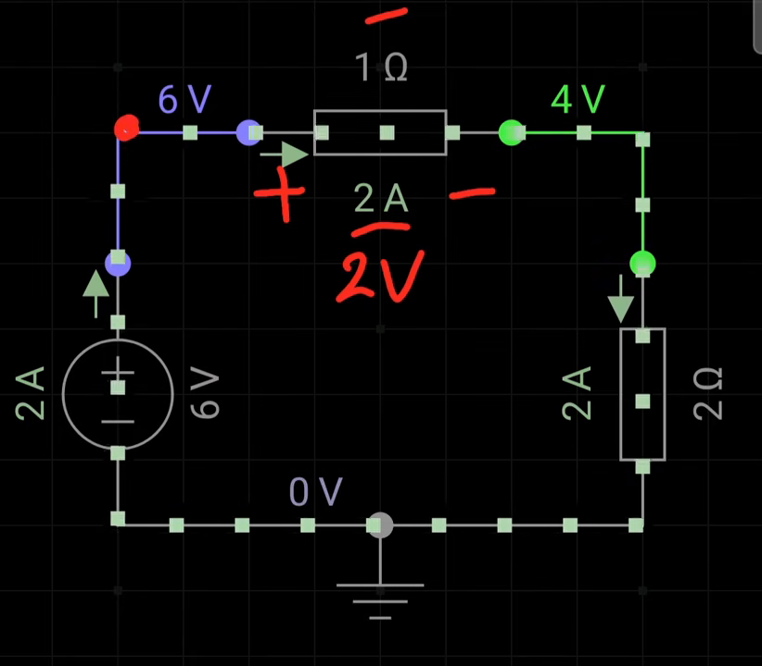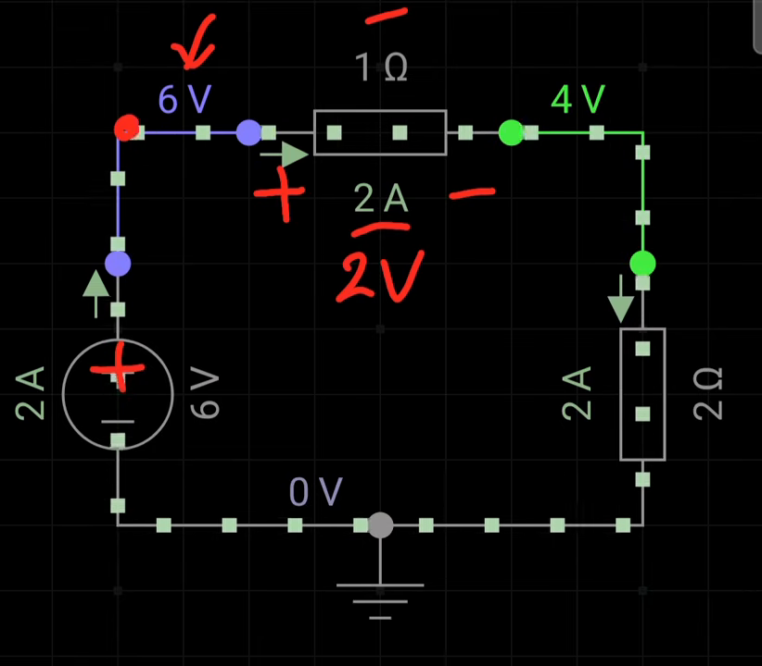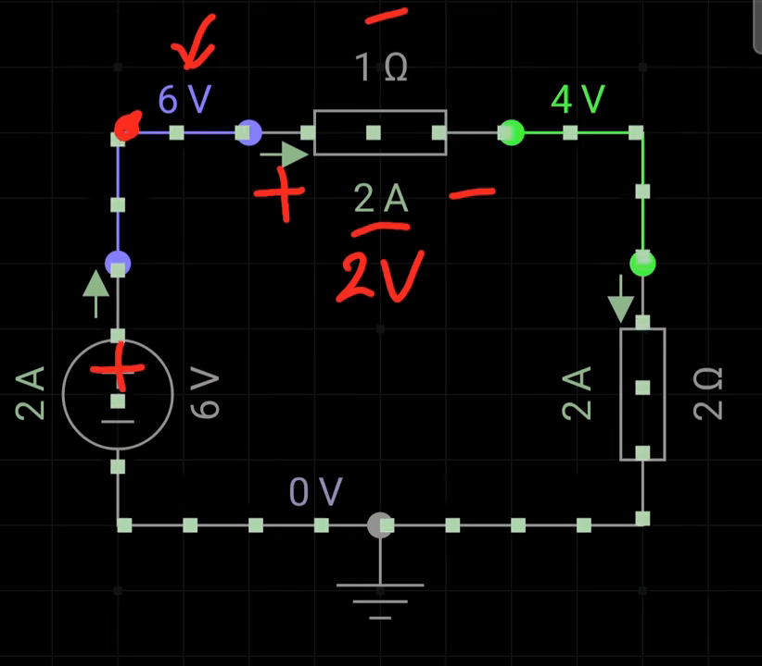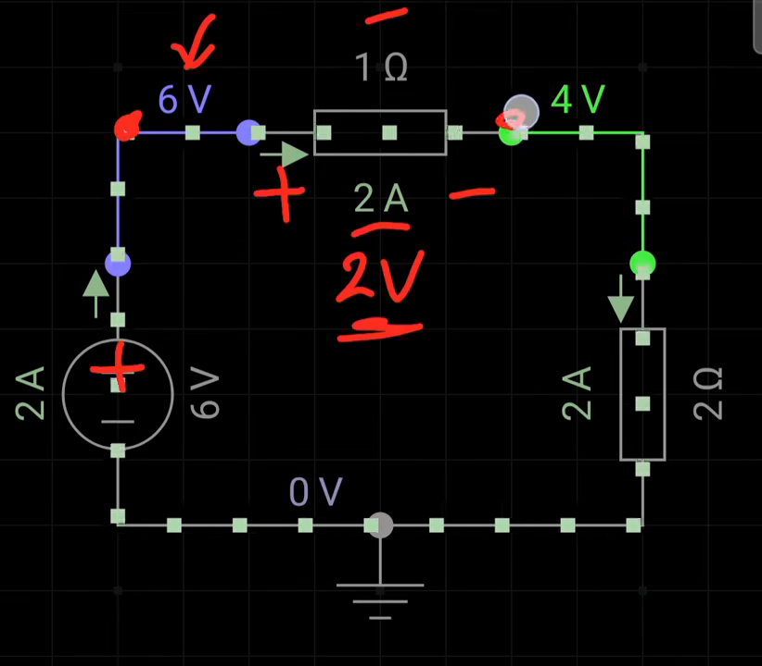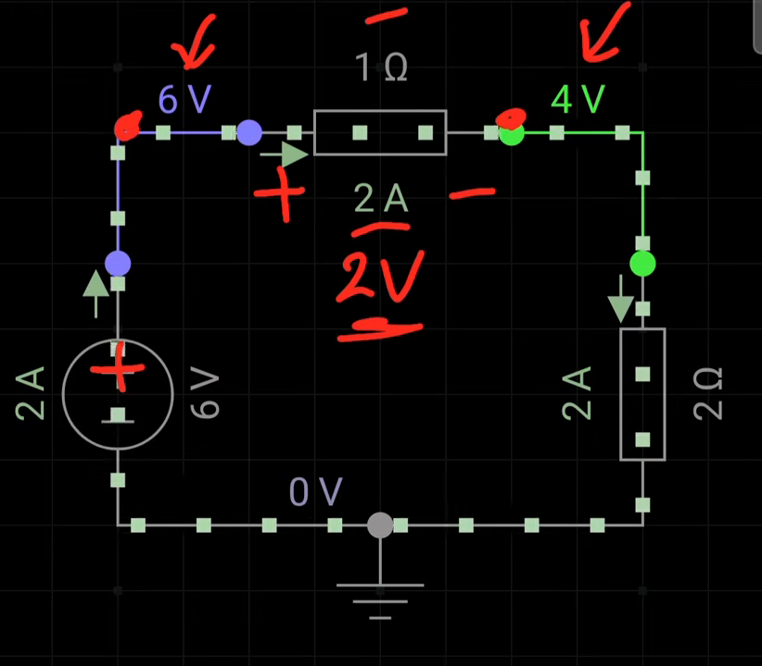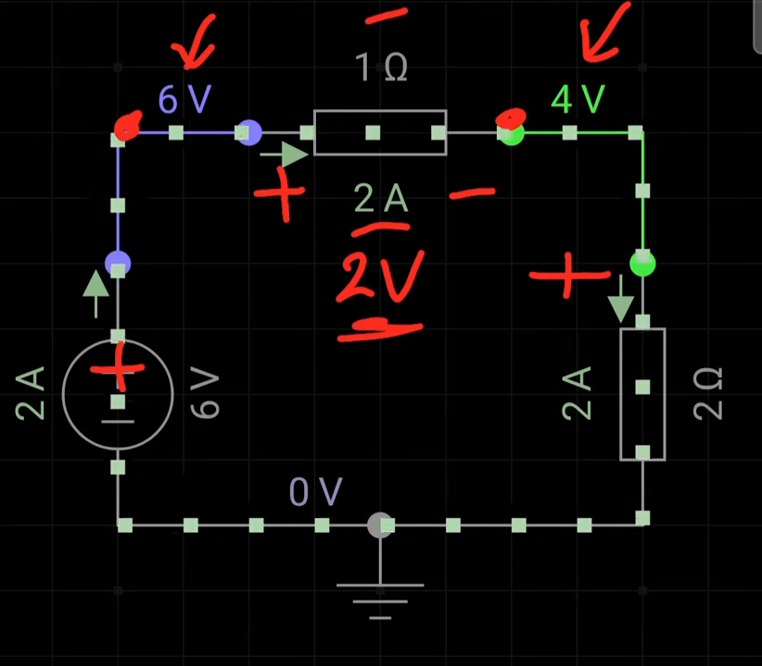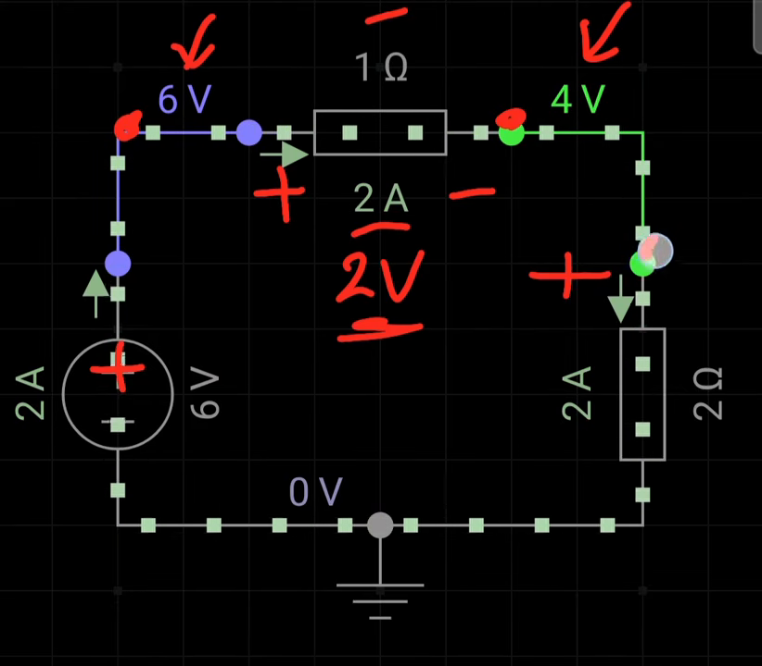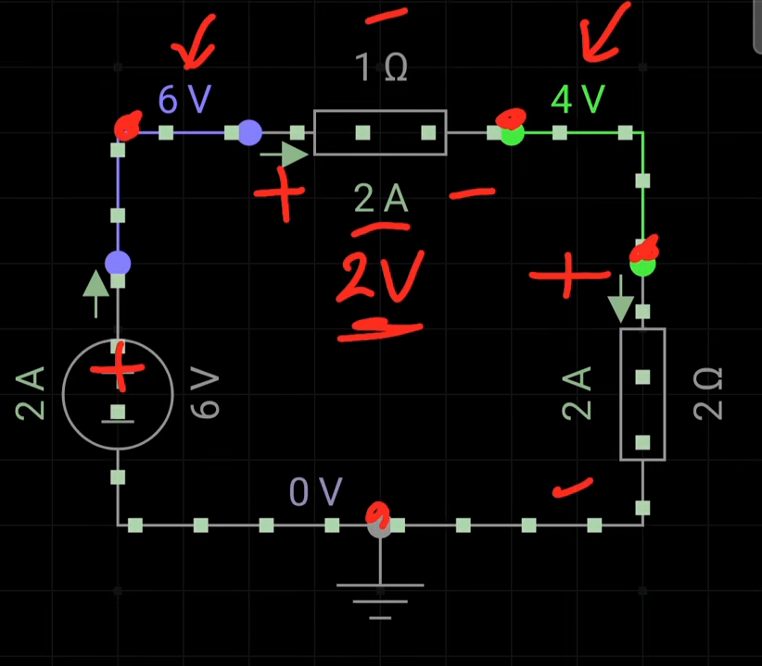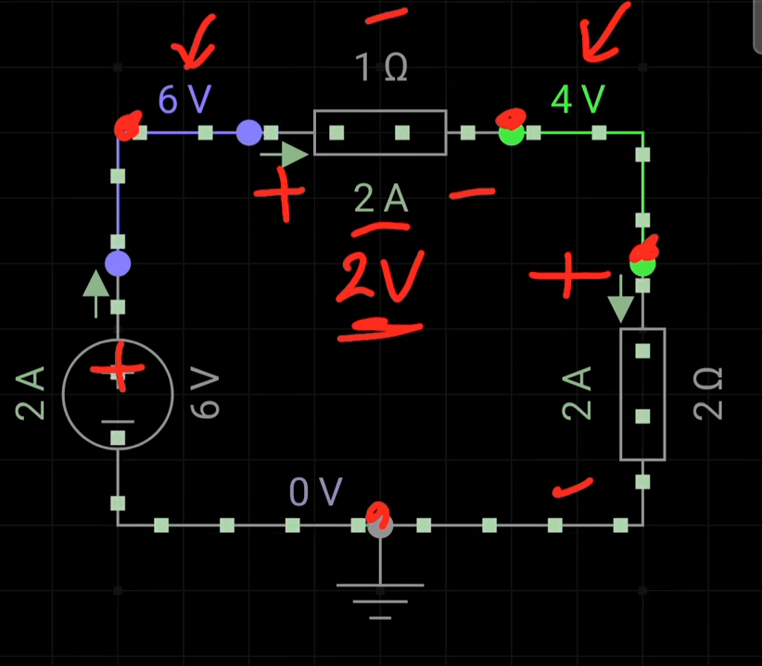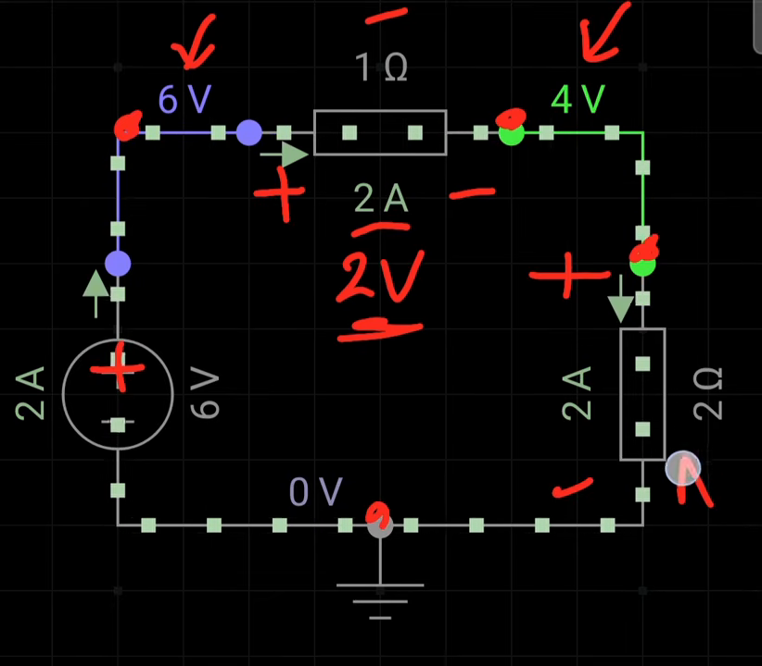At this node the voltage is 6 volt as shown, because the positive pin is connected right over here, and 6 minus 2 volts will be 4 volt at this node. That's why we have indicated this 4 volt. So obviously at this node right here, with respect to ground, which is at 0 volt, we see that there is a 4 volts drop across this resistance of 2 ohm.